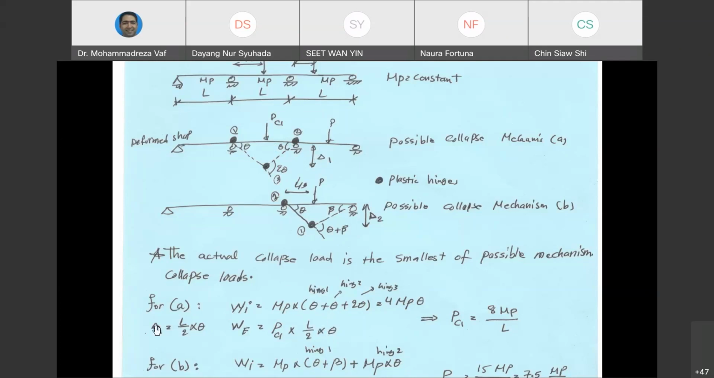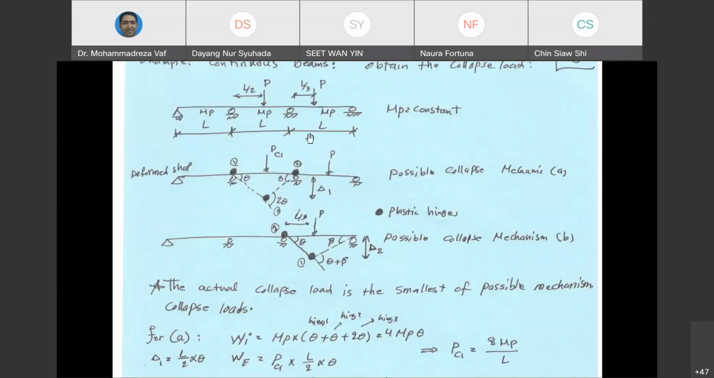Okay? So this is the equation that we have. Delta 1 equals L over 2 multiplied by theta. This is from mathematics. So instead of putting P multiplied by delta 1, I put P multiplied by L over 2 multiplied by theta. Now, if external work equals internal work, from there you get 8 MP over L. So if the force reaches 8 MP over L, this span is going to collapse.